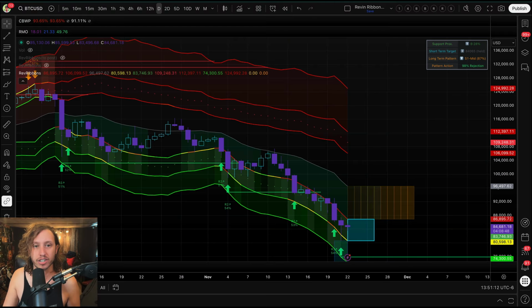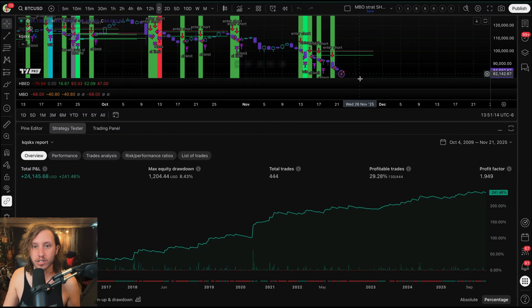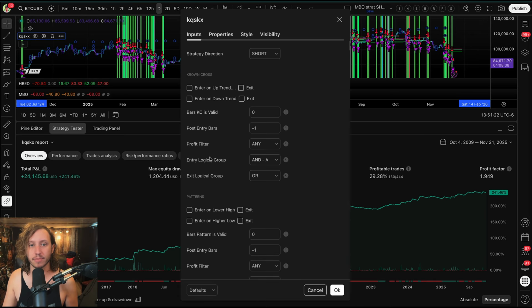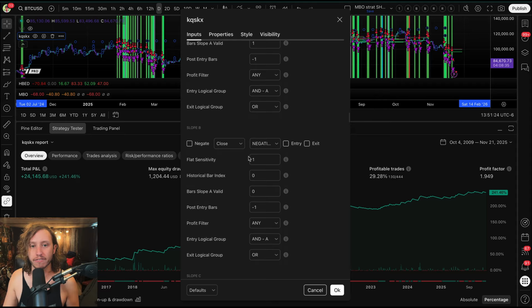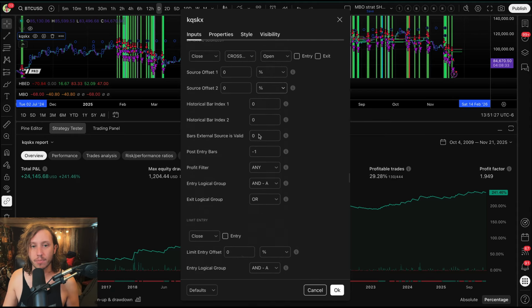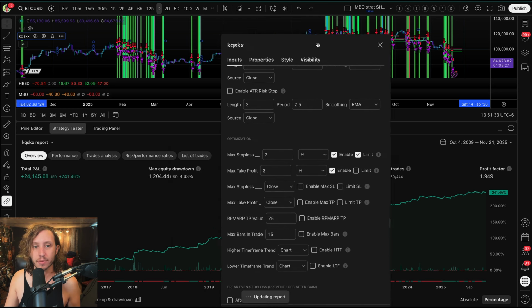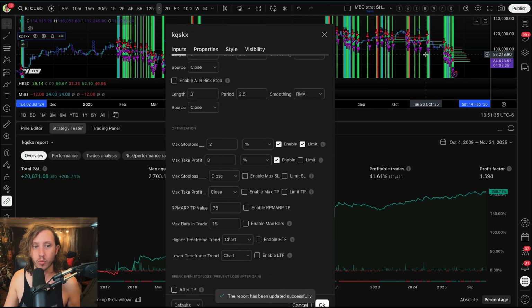I built a short strategy as well. Let me find that. Here's our short strategy. I showed this the other day as well. It doesn't win nearly as many trades as it could. So right now, the stop loss is at 0.85, I believe. If we put the stop loss a bit higher, I'm just going to try something like 2. We will see that drawdown gets a bit worse, but our wins go up by a good bit.